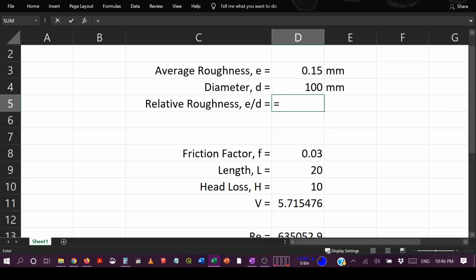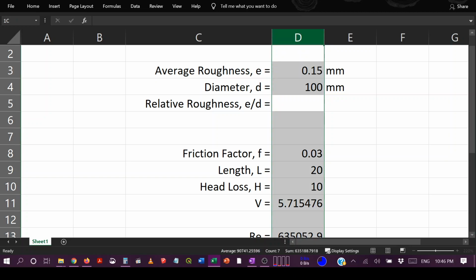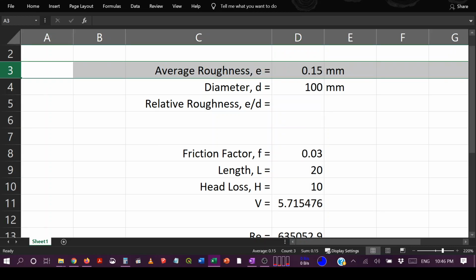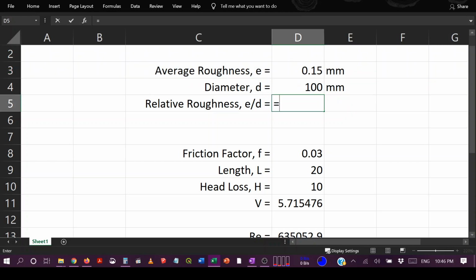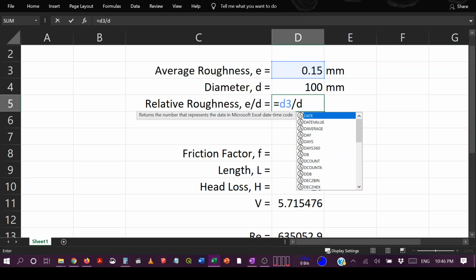In this case the cell that has the 0.15 value is in D column and in number 3 row. Therefore it will be called D3. So I'll write equal D3. As soon as I write D3, it automatically highlights the cell D3 in blue, and the text color has also become blue, and I want D3 divided by the cell that has this 100 value, which will be D4.